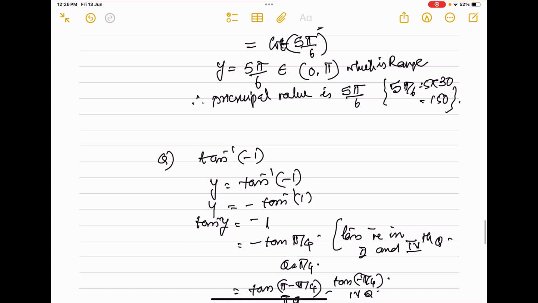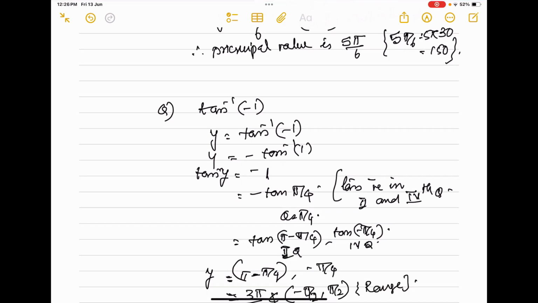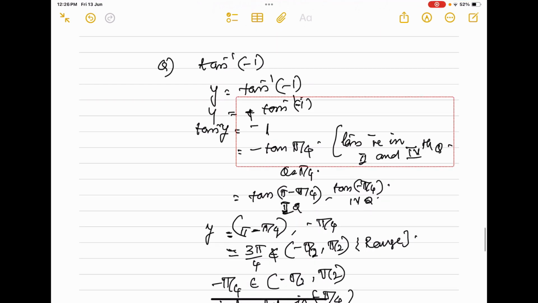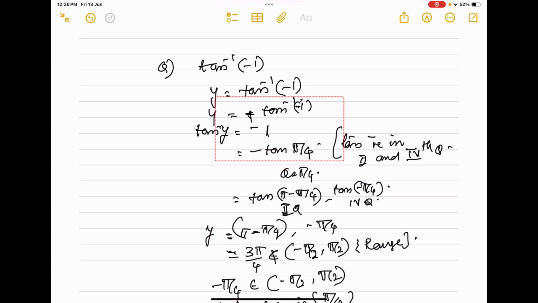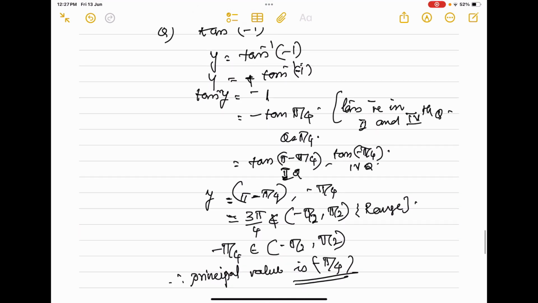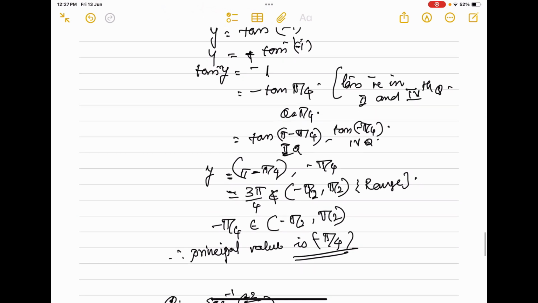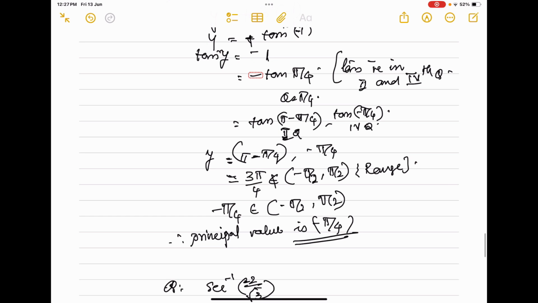Then tan inverse negative 1. y equal to tan inverse negative 1. Then tan y equal to negative 1, that is negative tan pi by 4. Tan is negative in the second and fourth quadrant. Here theta is pi by 4. Then if it is in the second quadrant, pi minus pi by 4; in the fourth quadrant, negative pi by 4. So pi minus pi by 4 is 3 pi by 4.